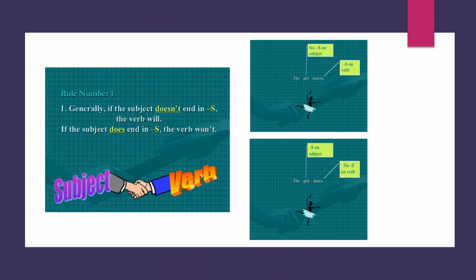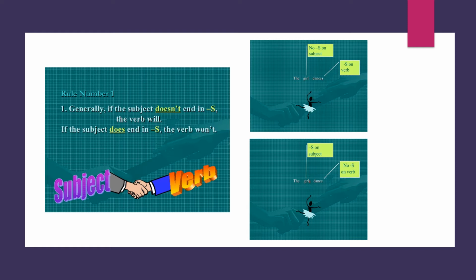So to remember how to make the plural or singular of the subject and the verb, the thumb rule says that if the subject doesn't end in s, the verb will be ending in s. Likewise, if the subject does end in s, the verb won't. So while you're writing it, they will go opposite, but they will be in agreement with each other.